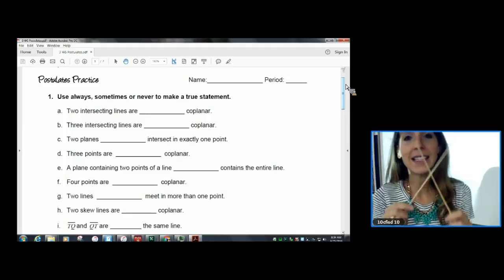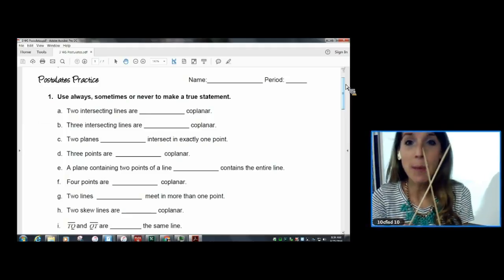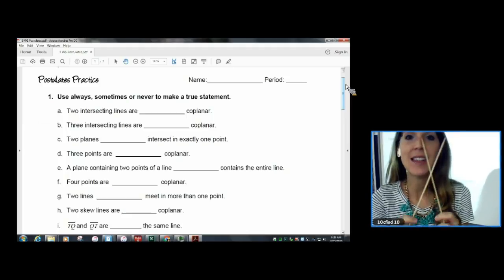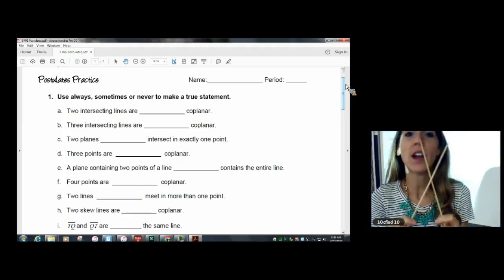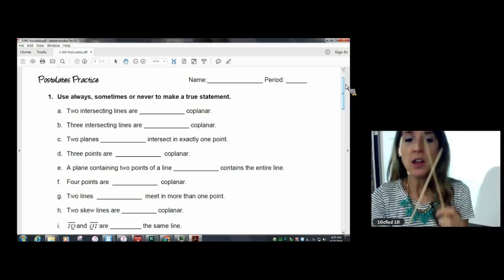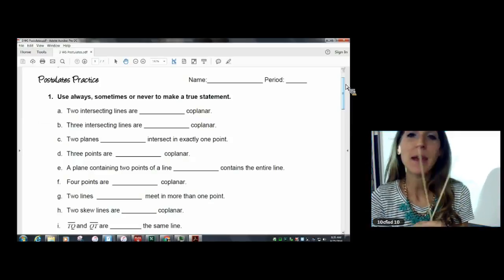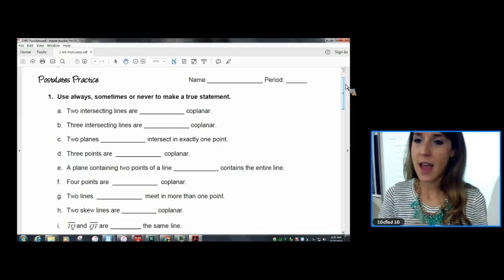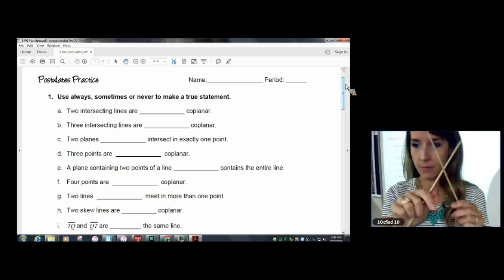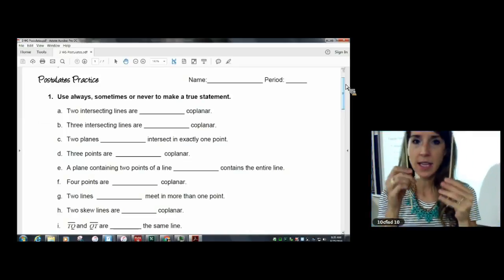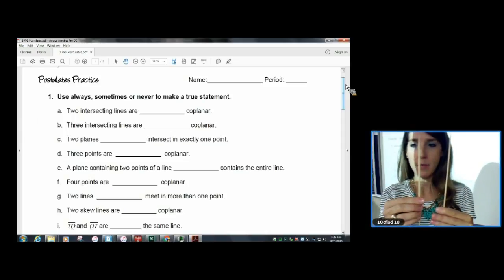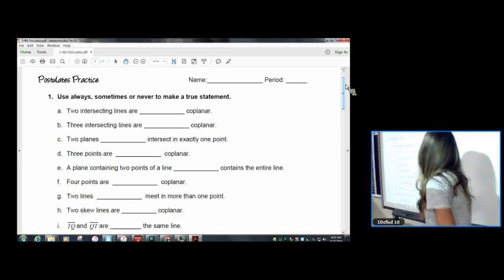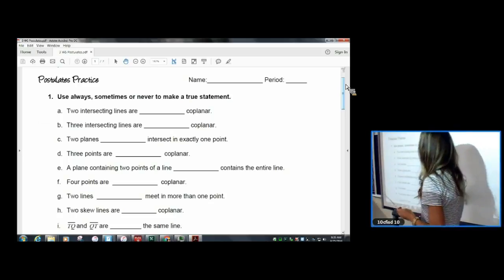So if two lines intersect, they have a point in common. If they have a point in common, it means they are coplanar. They are in the same plane. So as soon as they intersect, it means they have something in common. And when they have something in common, then that means that they are coplanar. Okay? Because these parallel, nothing in common. And skew, nothing in common. Okay. So two intersecting lines are always coplanar.